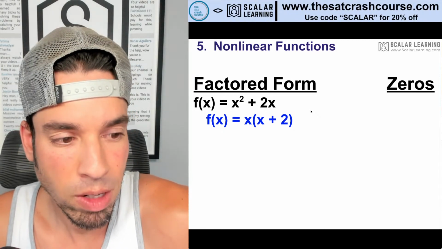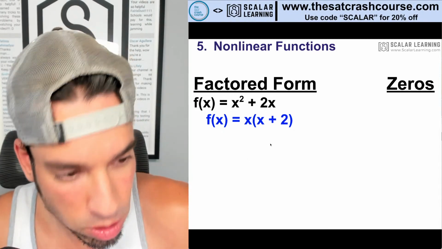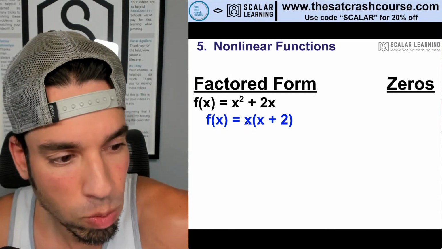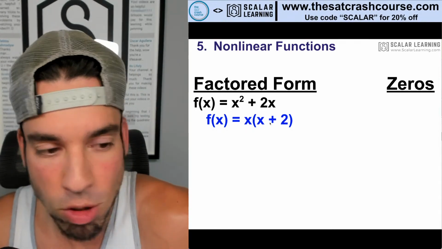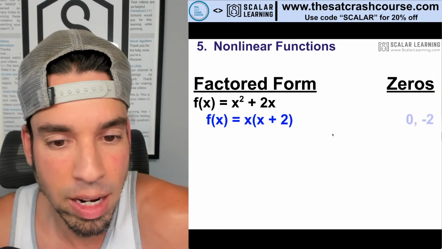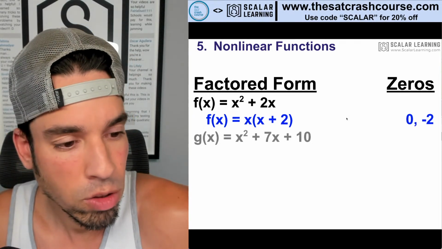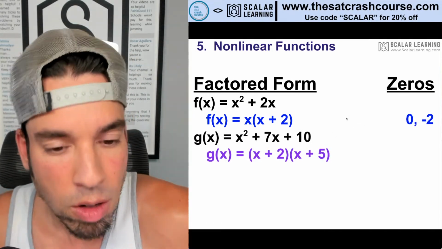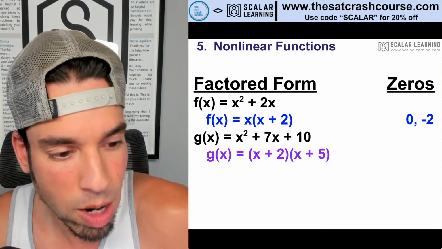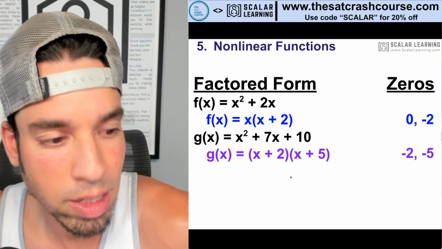this means that we can figure out whenever this is going to go to 0. And it's going to go to 0 when that goes to 0 or when this binomial goes to 0, meaning at 0 and negative 2. Another example here, when this is factored, we know our zeros are where each of these zero out. So we have a 0 at negative 2 and negative 5.